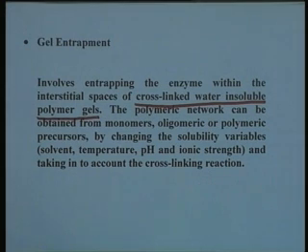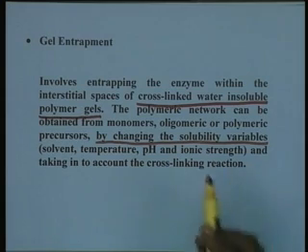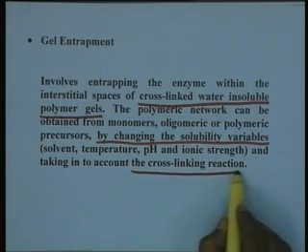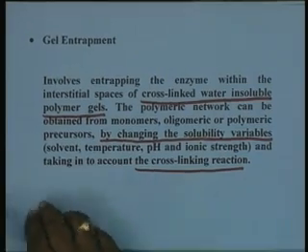There are the usual parameters which can induce insolubility, or can affect the solubility of the polymer. The polymeric network can be obtained from monomers, oligomers, or polymeric precursors by changing the solubility variables. So, there are two approaches by which the preparations are made: by changing the solubility variables like solvent, temperature, pH and ionic strength, or by the cross-linking reaction. Now, if it is a water soluble polymer, one can also induce cross-linking by certain conditions, so that it becomes water insoluble and the enzyme gets trapped into the matrix.